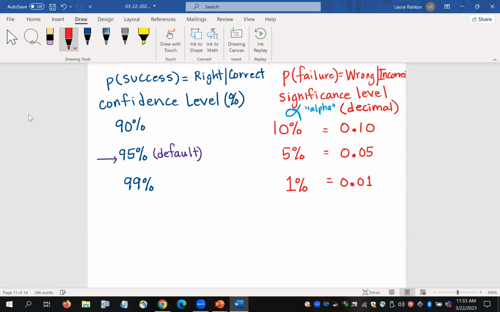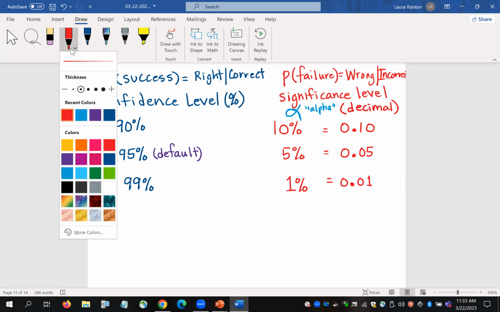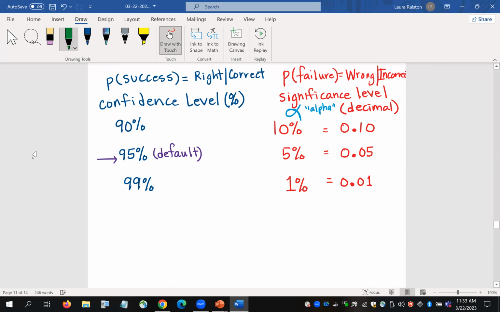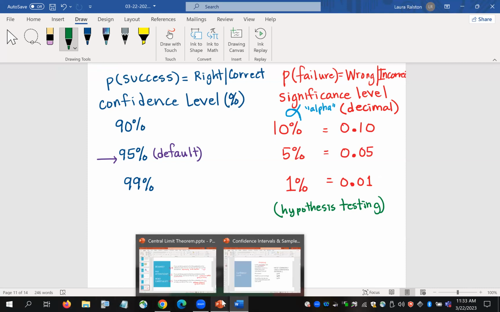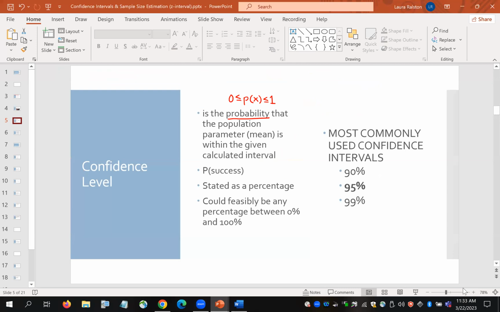Now, I mention this because in a few days, or actually probably a week or so, we're going to come back and talk about the significance level, because we use the significance level when we talk about hypothesis testing, which is going to be our discussion throughout modules 3 and 4. But I want you to see that the two are interconnected. Okay, so let's go back to our confidence level.